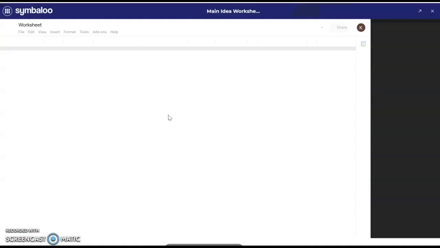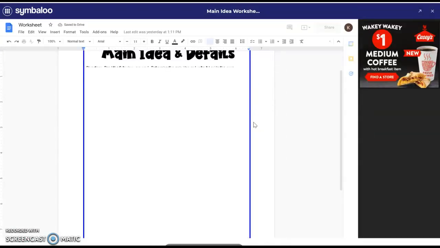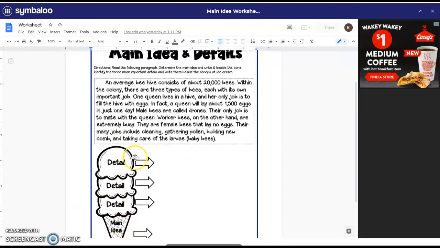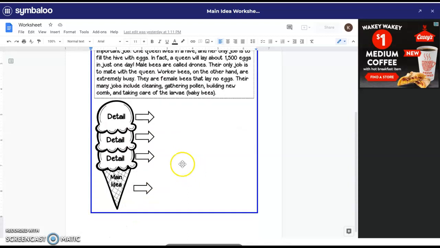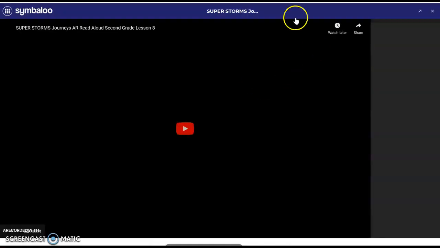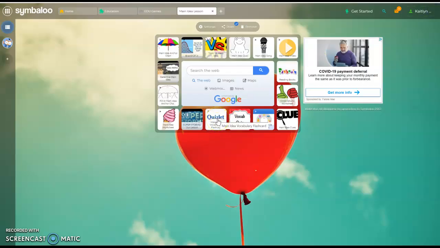Next, we have a main idea worksheet. It's got a little ice cream cone because, let it load, ice cream. You're going to read this and put 3 details here and put your main idea here. Next we have our Superstorm, and this is the story we are going to read during our flipped classroom lesson. So you can go ahead, look at that all you want, reread it.